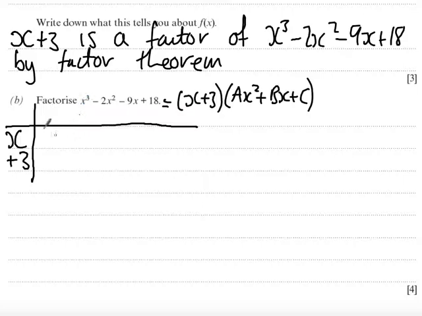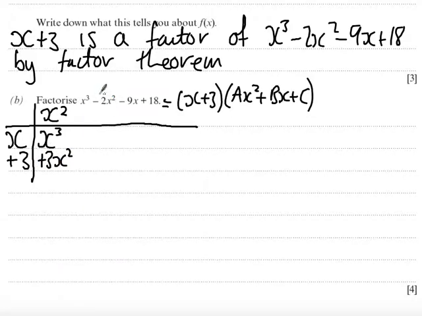I start off by considering x cubed. X cubed is my top right entry in the table. X times what gives me x cubed? Well, simply x times x squared. Now a little bit like a Sudoku, I fill in the next part, so I say, okay, well, x squared times 3 is plus 3x squared, because that's going to help me find the next term.